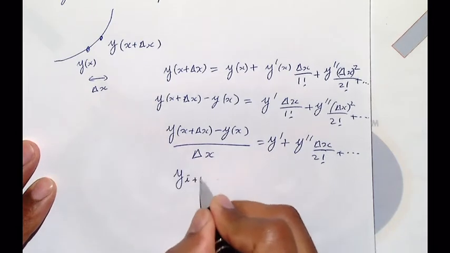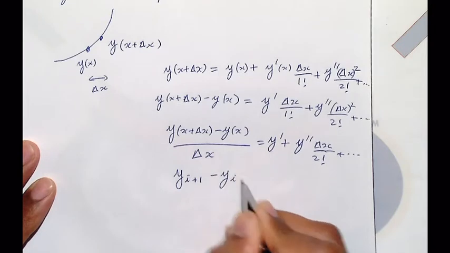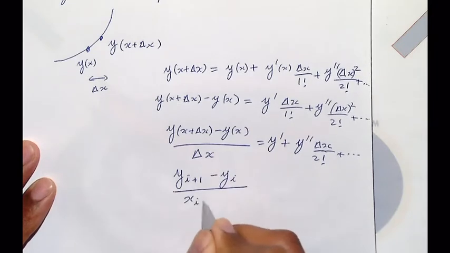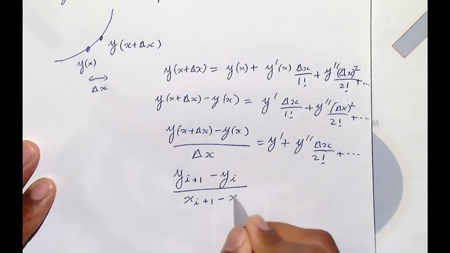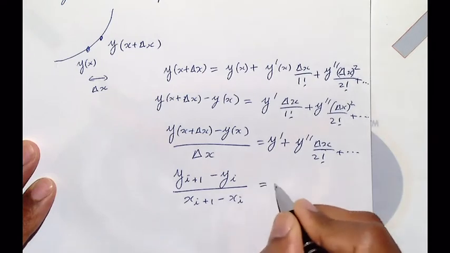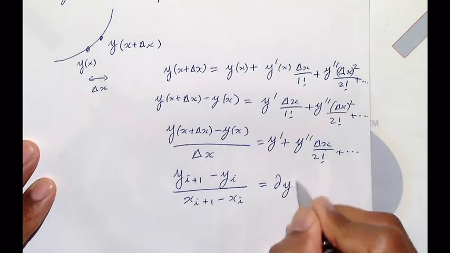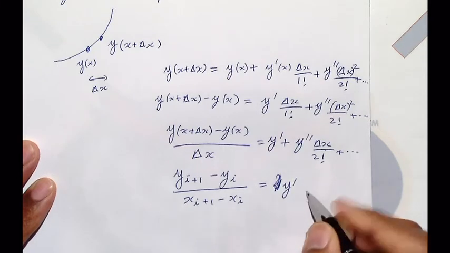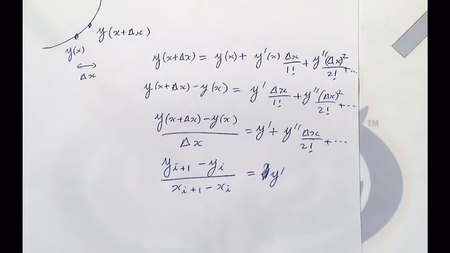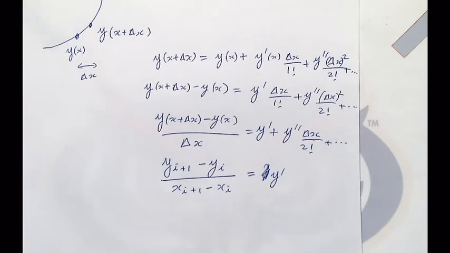yi plus 1 minus yi over xi plus 1 minus xi equal to del y by del x, which is y prime. Okay, so is this exact? What I've written here, is it correct? It's an approximation. Yeah, this is an approximation.